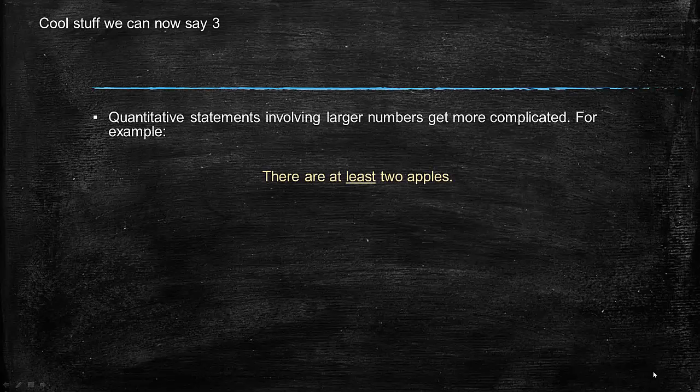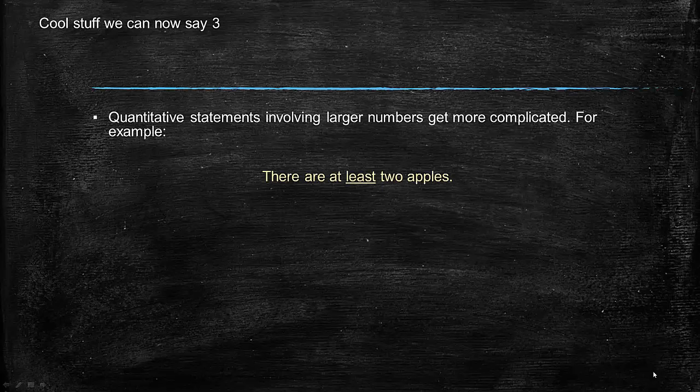Now, these quantitative statements involving larger numbers get more complicated. In fact, I'll never ask you to think about more than 2 or 3 because they just get kind of Byzantine. But it's important to see that we have the tools for representing quantitative statements like this if we need to. So there are at least 2 apples. Now, you should go ahead and pause and see if you can figure this out. But basically, just notice that when we say there's at least two apples, we're saying there are two distinct apples at least, but there might be more, right? So there might be 3, 4, 5, but there are at least two.